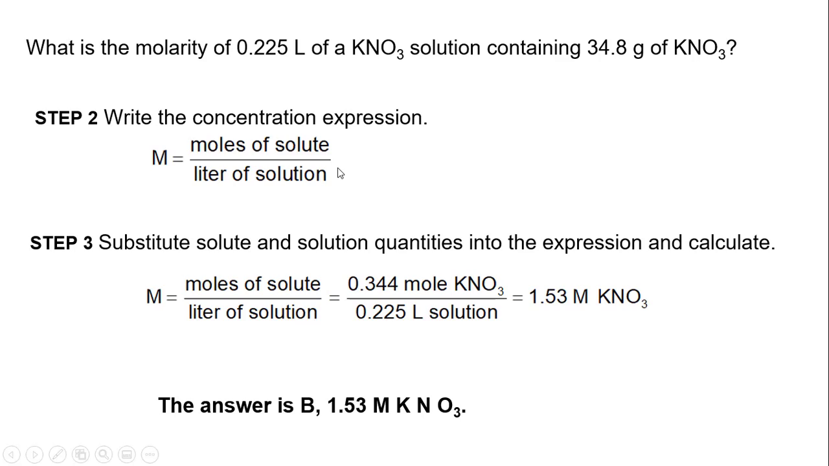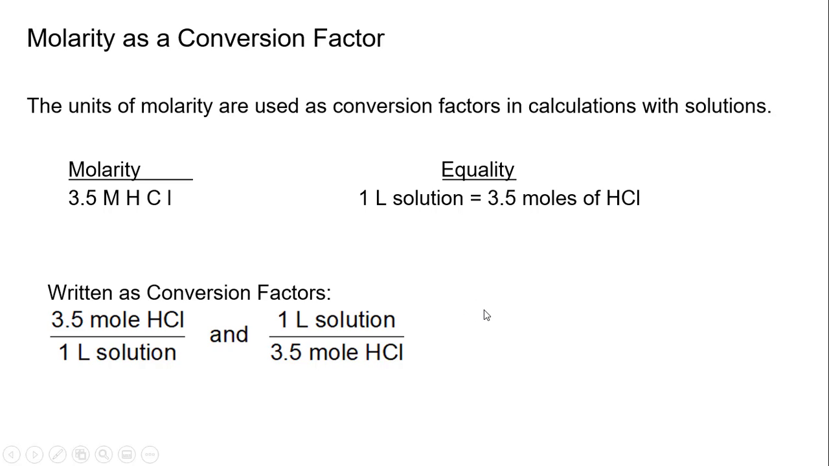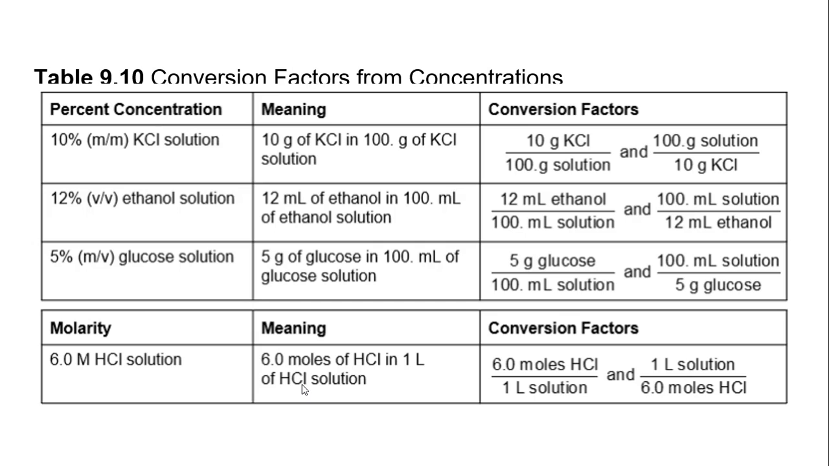What if you're given the molarity, but you need to work out what the mass was that needed to be weighed for this? You need to be able to pull it out, just like percent. So if you're given 3.5 molar HCl, what this means is you have 3.5 moles of HCl per 1 liter of solution, and you can use that as conversion factors. So if you're given a molarity, know how to pull it out into conversion factors, because molarity is really used a lot.